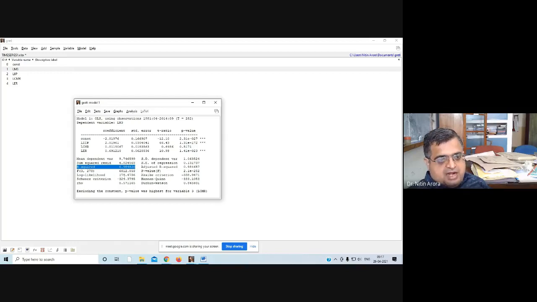That is, 98.48% variation is explained by these three variables in demand for money, right? F statistics is highly significant. See, the F statistic's p-value is zero.